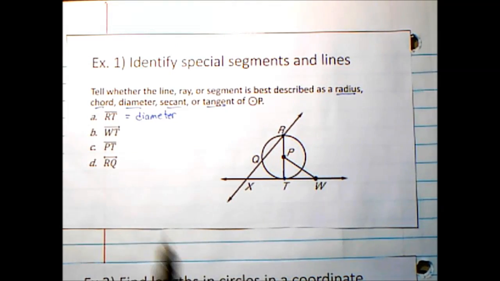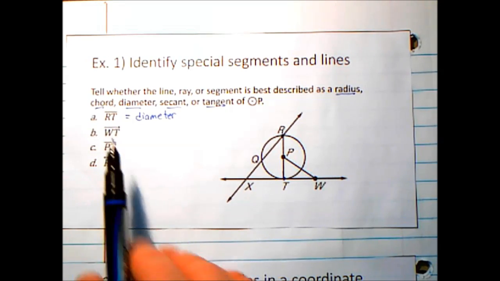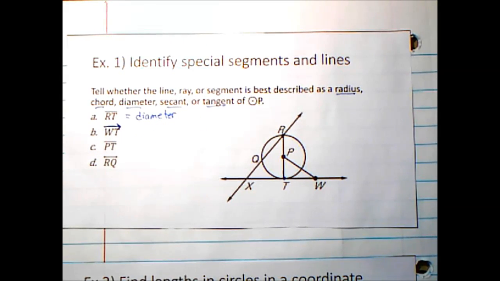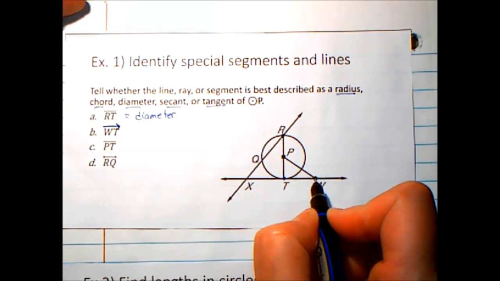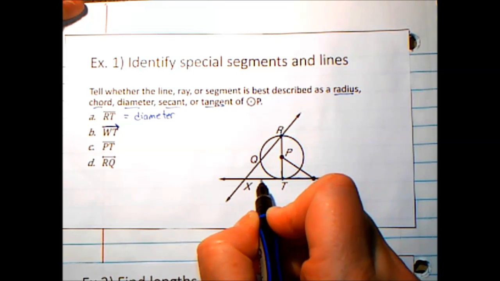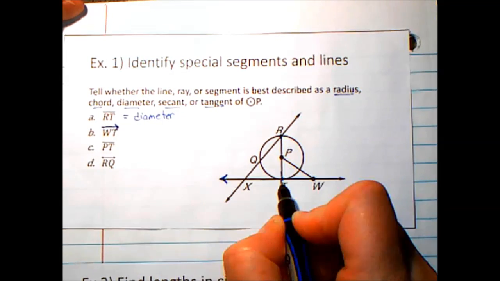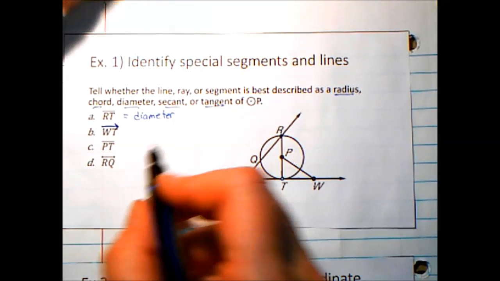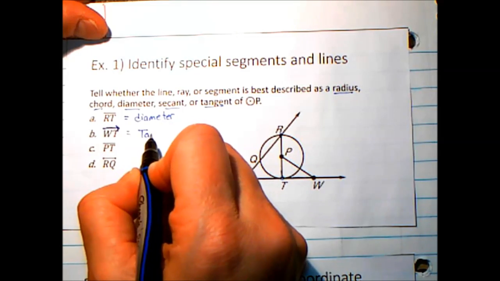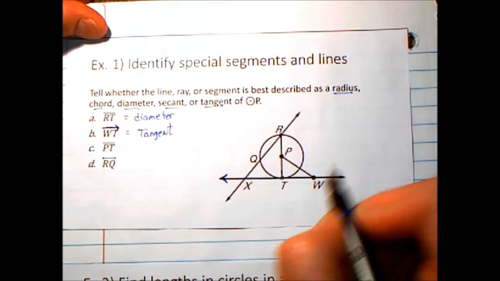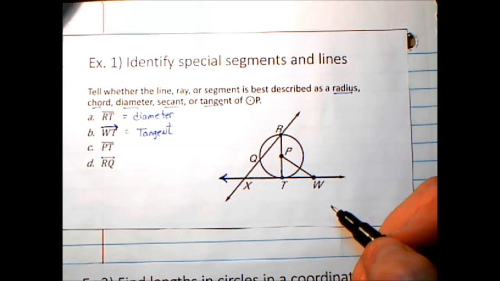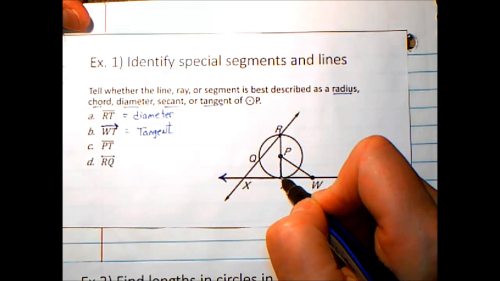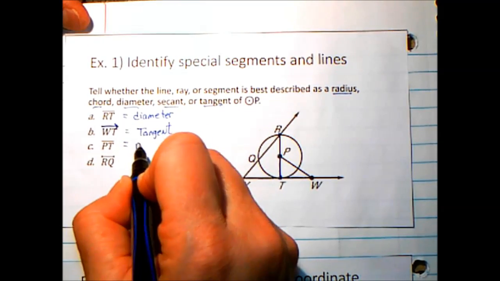I zoomed in a little bit so you can see that for WT there is an arrow right there symbolizing that this is a ray. WT is going in this direction all the way through over to this side. Notice it touches the circle at exactly one point, which is point T. That means this is a tangent, and T is the point of tangency. If I look at C, it has PT. PT goes from the center to the side of the circle, which is called the radius.